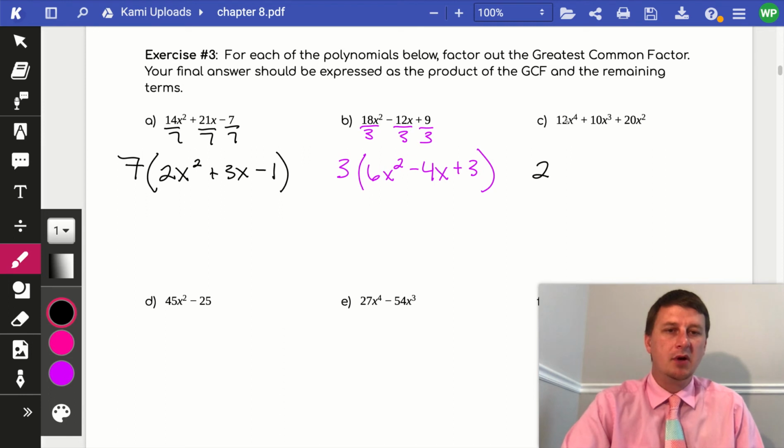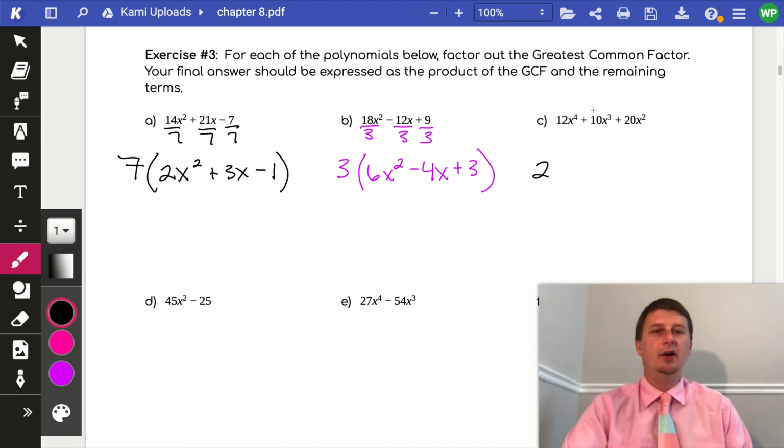But now, what's the most amount of x's they all have in common? If each term has 4, 3, and 2 x's, what's the most that they all have? And the answer is the lowest number of x's. So they all have at least an x squared. So now that I know that my GCF is 2x squared, I can go ahead and divide out 2x squared from each of these terms.